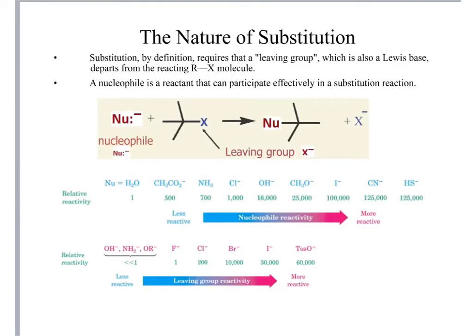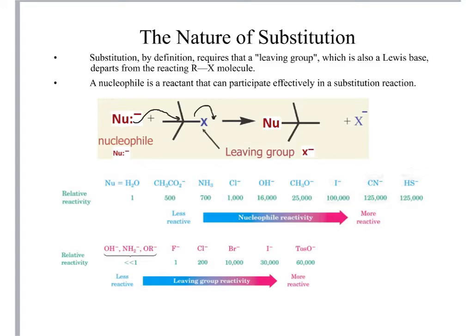Substitution follows the following pathway. In general, nucleophile, which can be either neutral or negatively charged, will attack the electrophilic carbon. The leaving group will be expelled, giving us the substitution product. We'll study the nature of the nucleophile and the leaving group in greater detail later on. But for now, let's just take a look at some potent nucleophiles such as thiolate, cyanide ion, and iodide.